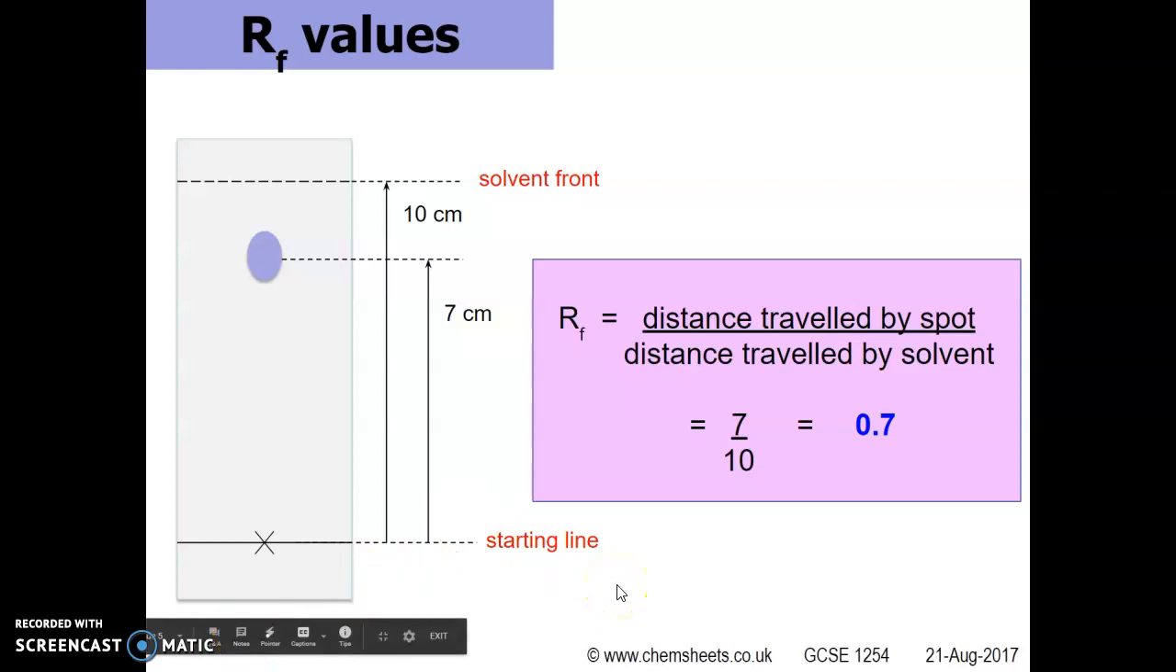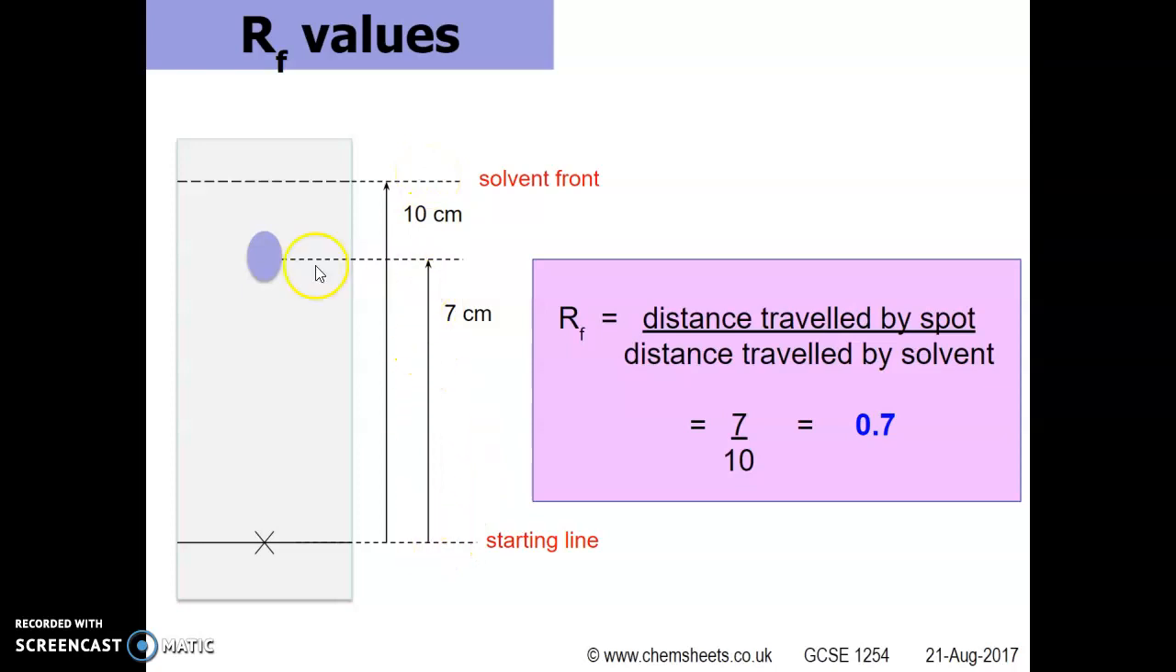And now here's the more technical bit. And there's some practice on this on the worksheet I've sent on or put on Google Classroom for you. Now this thing called RF. What does R stand for? Relative. What does F stand for? Well, okay, whatever you want it to stand for. But it's the distance travelled by the spot. You measure the distance to the middle, and then the distance divided by the distance the solvent has moved.